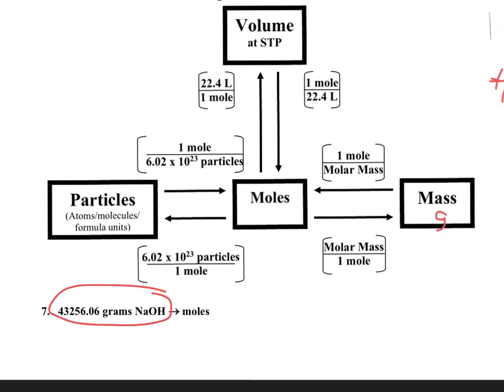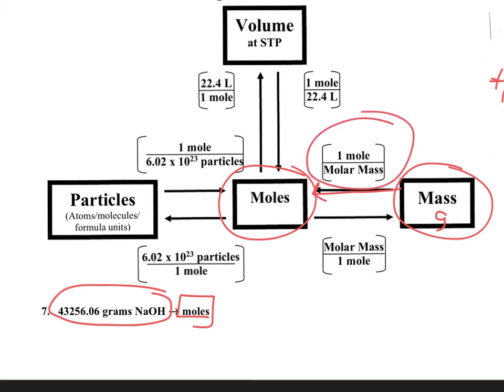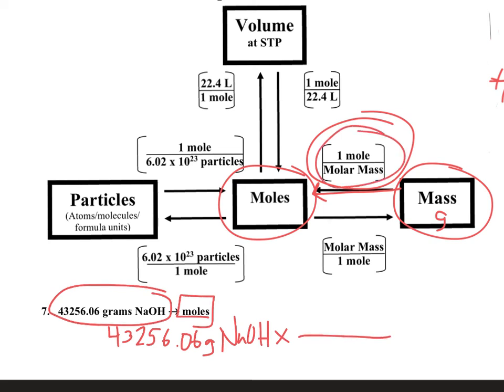So if it's grams, we know we're starting at mass island, and if we're converting to moles, that means we're going to mole island. Now that we know that, mass to moles, we're going to use our top bridge, so we're going to use this conversion factor. So let's write down the numbers we have. 43,256.06 grams. That's of sodium hydroxide. Now that we have what we started with, we hit the multiplication sign and draw the line. And now we're going to use our conversion factor. On top it says to use 1 mole. So I'm going to use 1 mole. On the bottom it says molar mass.